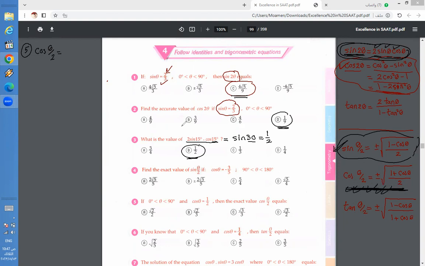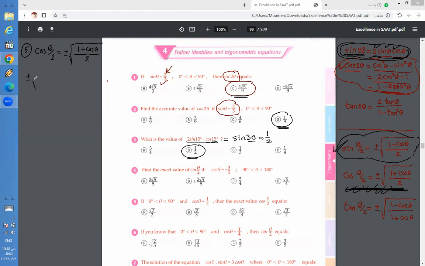Cosine theta over 2 equals positive or negative square root of (1 plus cosine theta) over 2. Now we will substitute. We have the value of cosine, what is it? The value of cosine is a half. So I just substitute by half and calculate with me, Hashim.